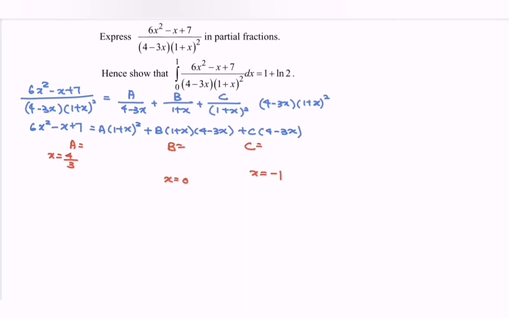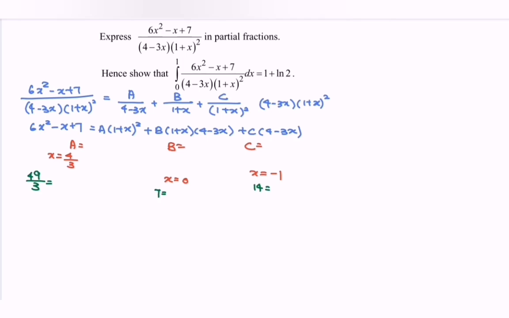So by referring to the calculator, key in 6x squared minus x plus 7. So calculate the situation. If we substitute x equals 4 over 3, then we will have 49 over 3 on the left. Continue. If we substitute 0, then we will have 7 on the left. If we substitute negative 1, we will have 14 on the left.